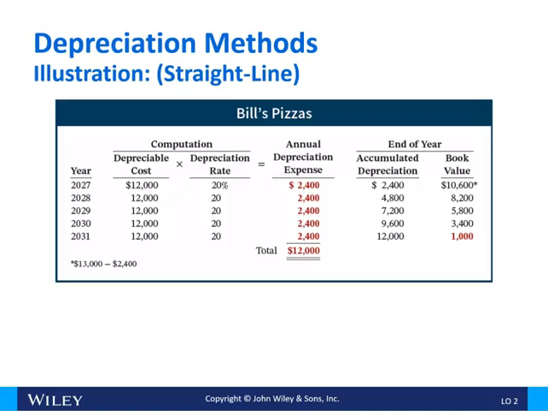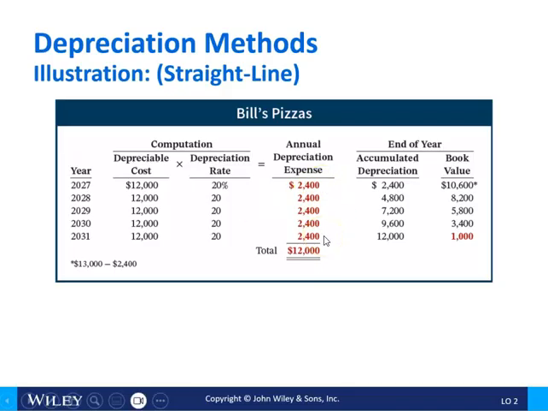Here's a chart that kind of shows that. So we've got the years coming down here. The depreciable cost is $12,000. It's going to remain $12,000 for the life of the asset. The depreciation rate is 20%, which is 1 divided by 5. That's how we got the 20%. It's just 1 over the useful life in years.